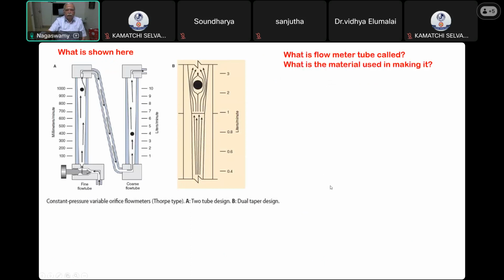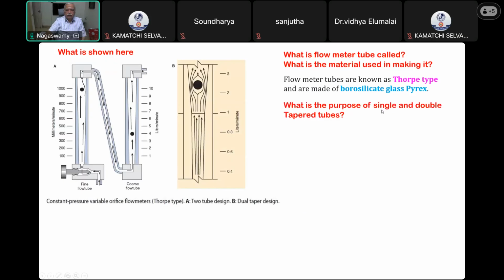And what is the flow meter tube made up of? Torque tube. And the material is borosilicate glass. What is the purpose of single and double tube taper tubes, which we have already seen?